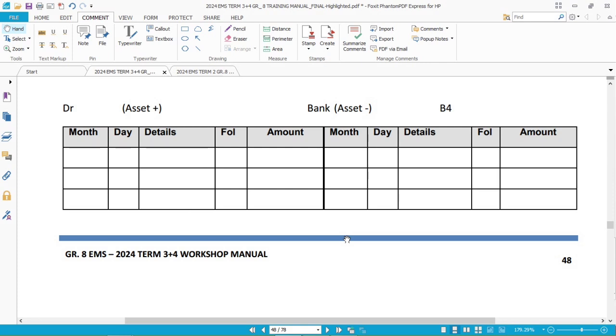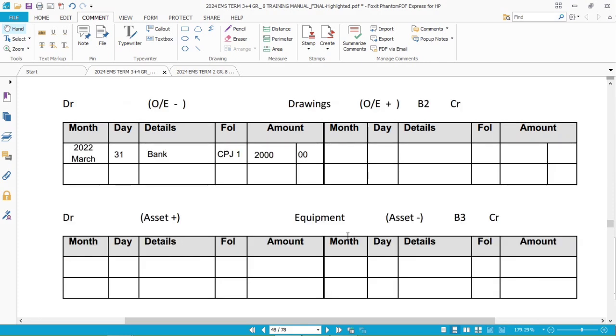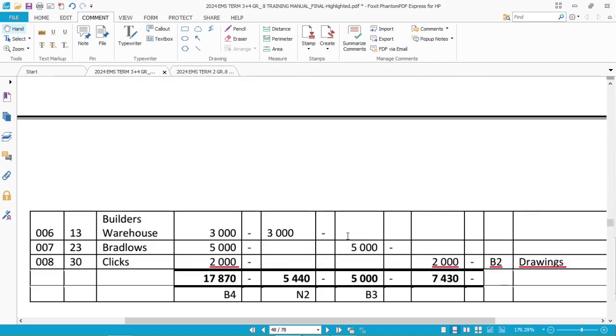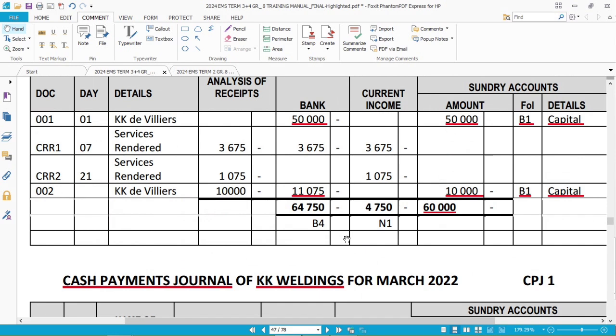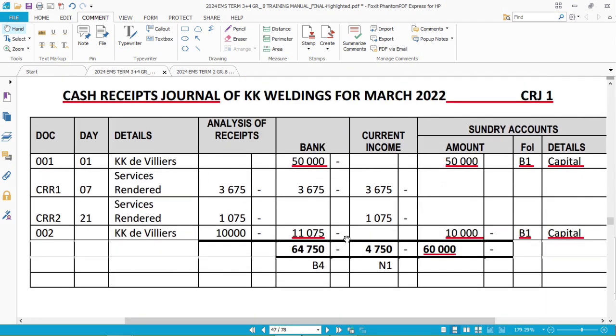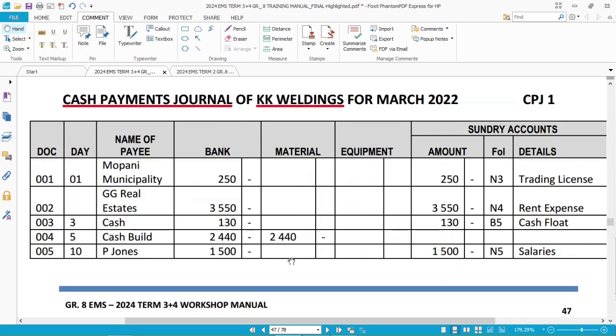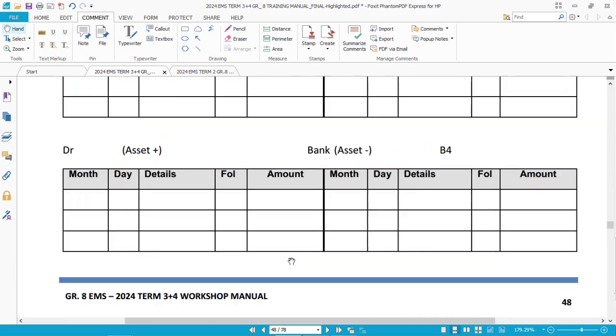So we're summarizing everything from our cash payments journal. As you can see here, this is your cash payments journal and cash receipts journal. Every single column, like bank and current income, has a total at the end of the month, and these totals must be posted to our general ledger. Right, we're dealing with bank.